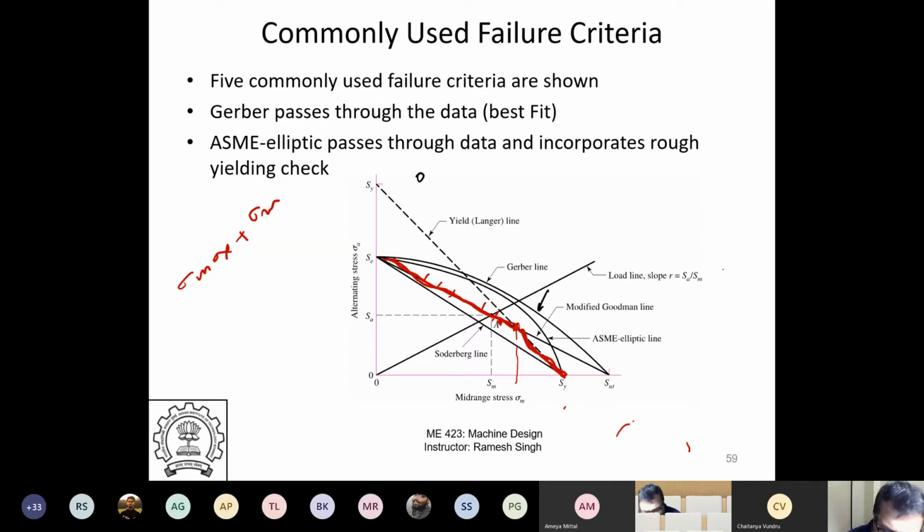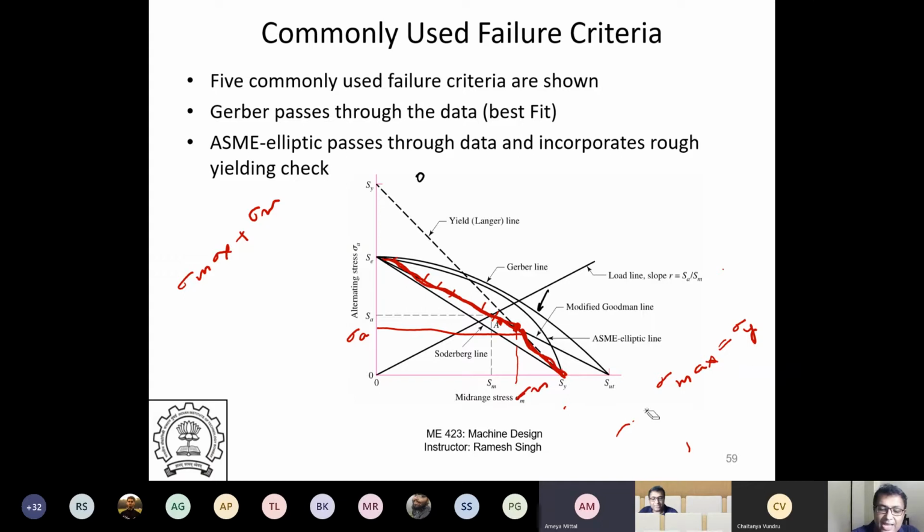Now right here, if I have exactly this combination of some sigma A and some sigma M, which corresponds to this point, then this sigma A and sigma M combination will result in yielding. Even on the first cycle there will be yielding, because sigma max will turn out to be equal to sigma yield. You get me?